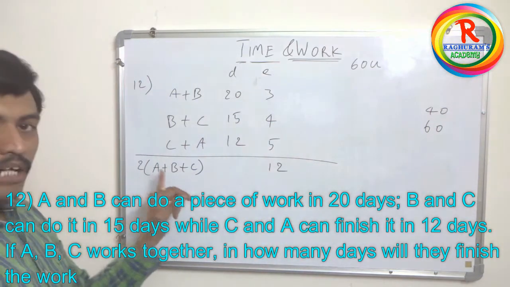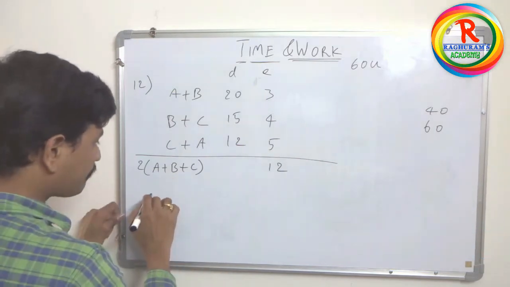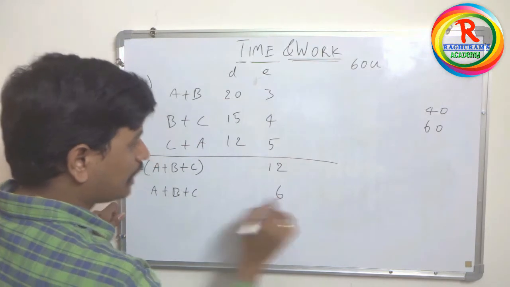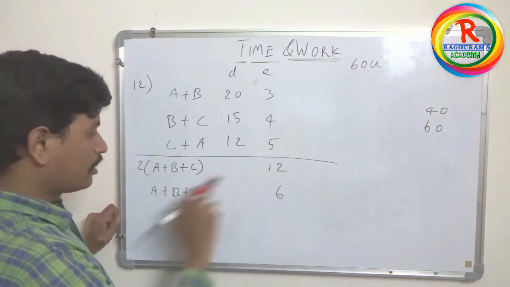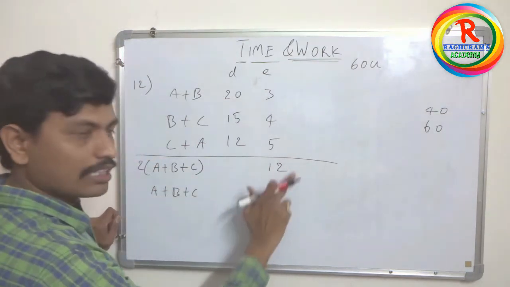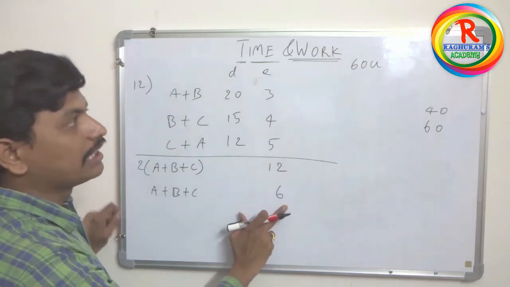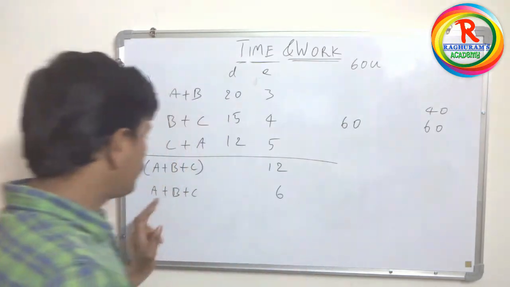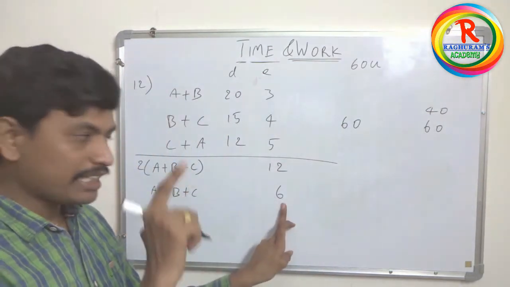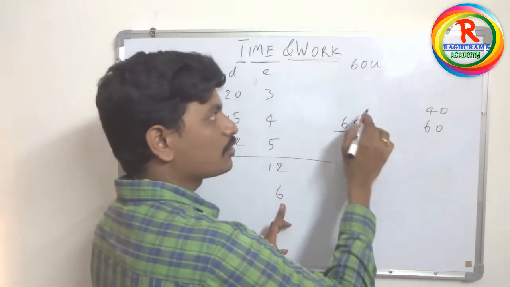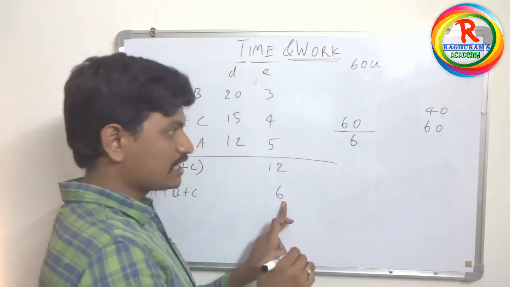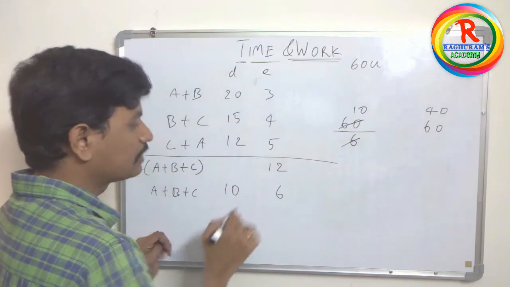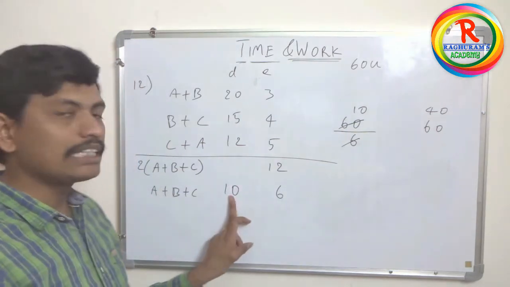Here it is double of A plus B plus C. We need the single number, A plus B plus C, so half of it. Double efficiency is 12, so one efficiency is half of 12, that is 6. Total how many units? 60 units. A plus B plus C combined can complete 6 units each day. So total 60 units by 6 units each day. That is 6 tens. So they can complete it together in 10 days.